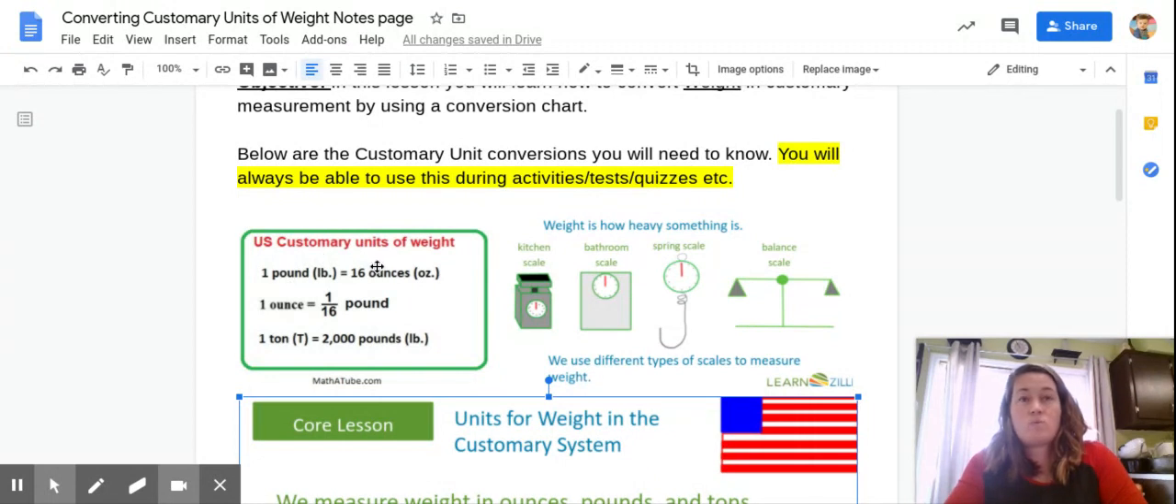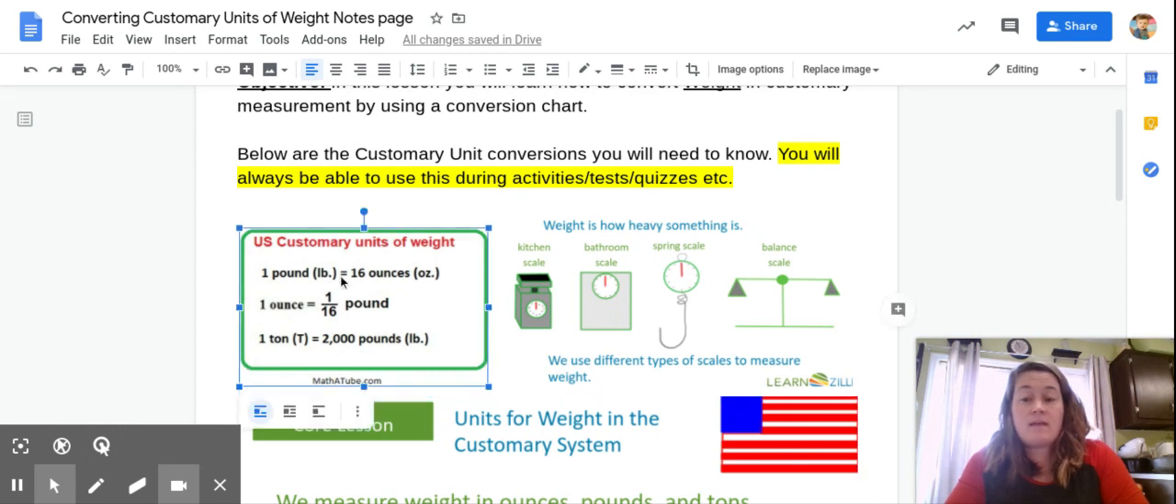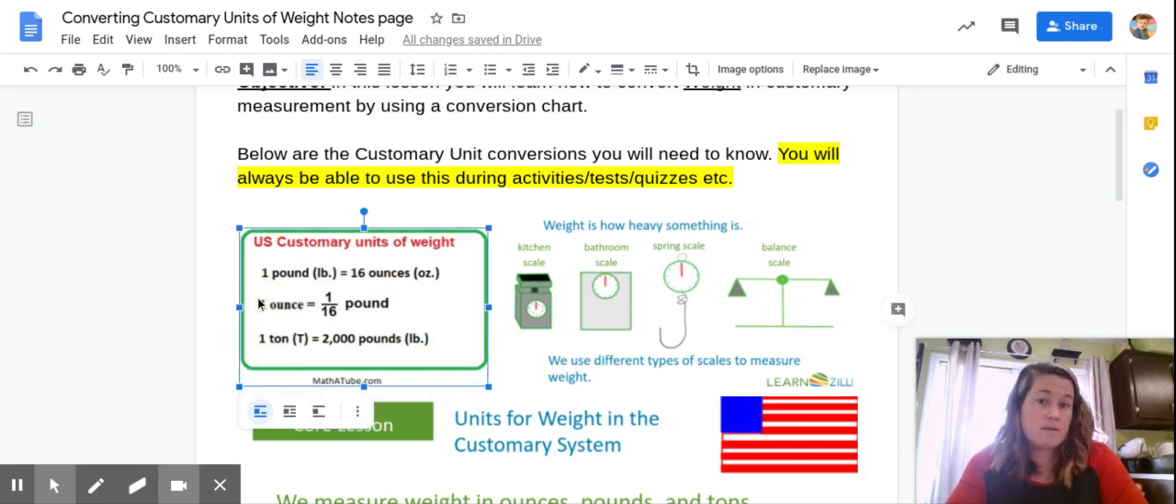So if you think which one is bigger, a pound is going to be bigger than 16 ounces. There's a big misconception that students think just because the number 16 is larger than 1, they think that 16 ounces is bigger, but it's not. 1 pound is bigger. So then if you look this way, 1 ounce is bigger than 1/16 of a pound. So that's a big difference, 1 pound versus 1/16 of a pound.